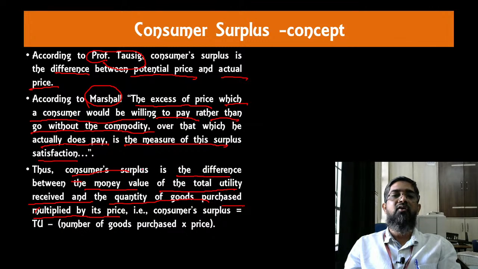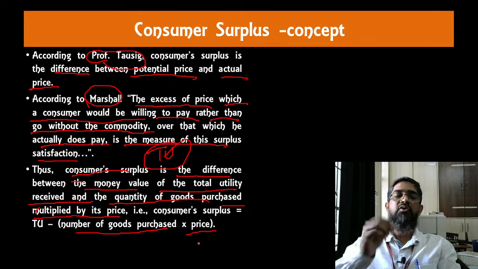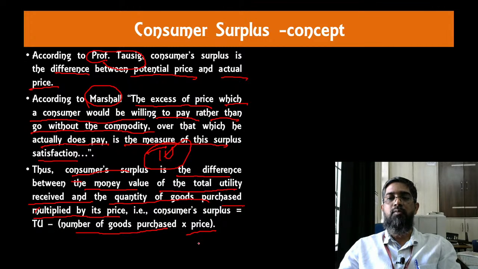You first find out the total utility, how much total utility you are getting, and then you find out the number of goods purchased, how much you have purchased and at what price, and you will get your consumer surplus.